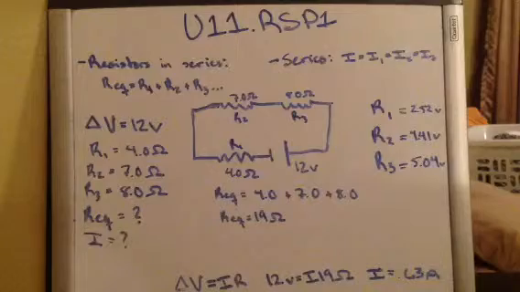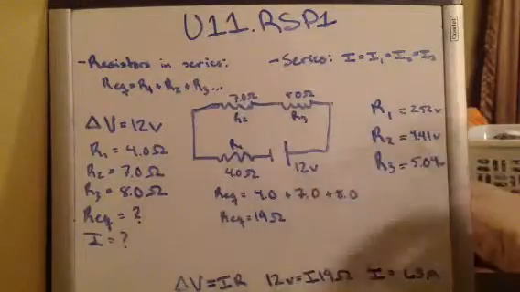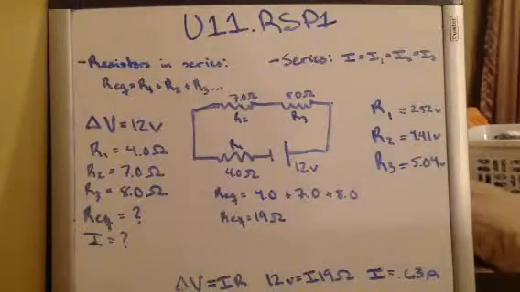So we have the problem. A 12-volt battery is connected to 4 light bulbs as shown in this diagram here. Find the equivalent resistance for the circuit and the current in and potential across each resistor in the circuit.